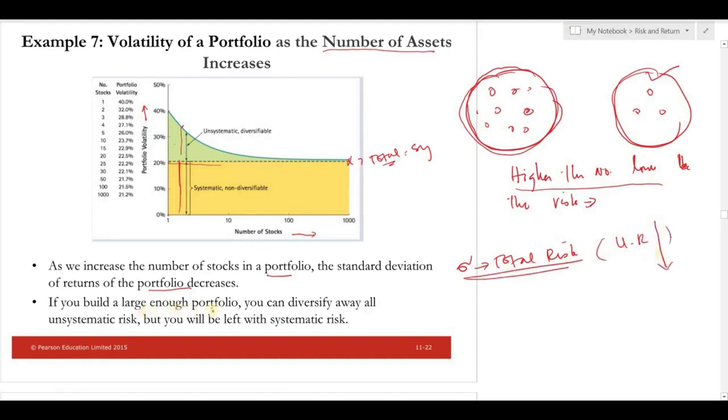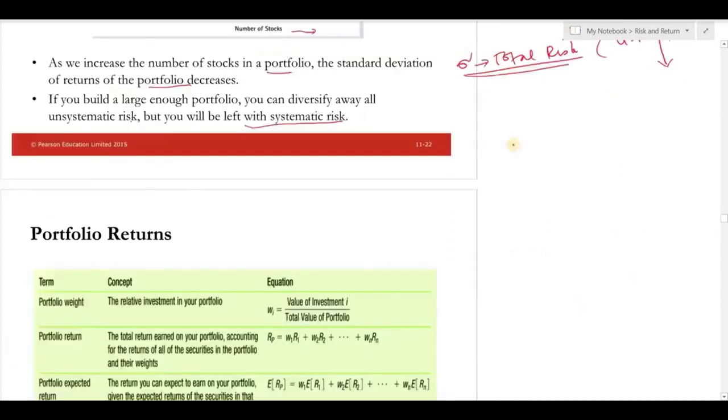If you build a large enough portfolio, you can diversify away all the unsystematic risk, but you will be left with only systematic risk. And normally, if you remember, in the finance courses, we say that the market risk is called beta, right? Beta shows the market risk, and beta for the market is always equal to 1. What does it mean? Beta is equal to 1.